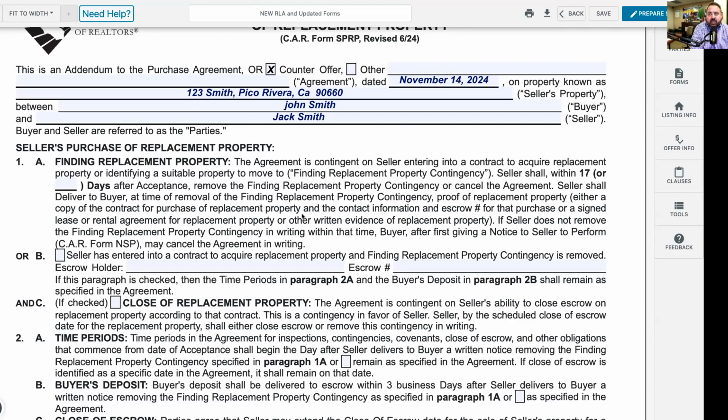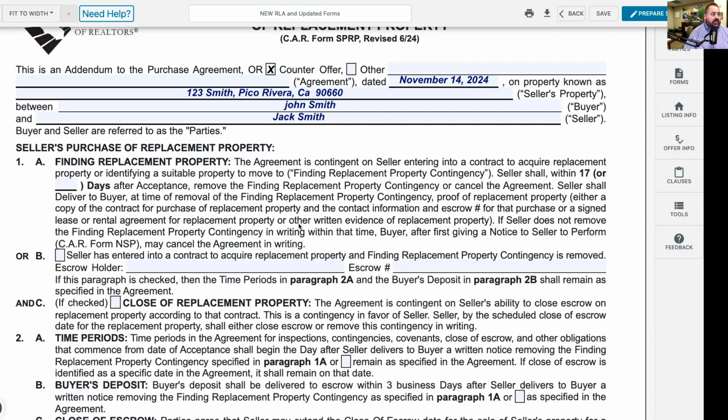Extensions can be negotiated. And yeah, is there a chance that a buyer's not going to want to agree to hang around for another 17 days? Maybe. But again, going back to lack of inventory right now, when buyers find a house that they like, they don't want to take a chance of losing it. So they're probably going to give you the time you need. But if you feel more confident with saying, I want 30 days to find a replacement property, then change it to 30. Nothing wrong with that. Okay.